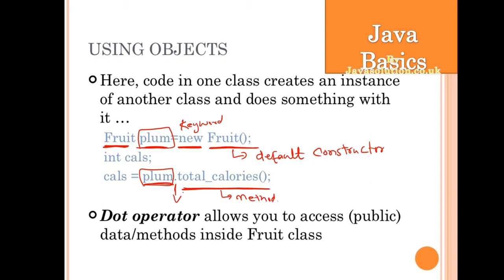And this method is actually returning something, which is an integer, because if you see, I have defined a local variable called int cals, for calories, and I'm going to assign the value of whatever is coming back from this method to this variable. So this means this method is returning some kind of integer which I can assign to cals. So the dot operator allows you to access public data and methods inside your class. In case you have a fruit class, then you can use the dot operator and access your method, variables, and the method itself.